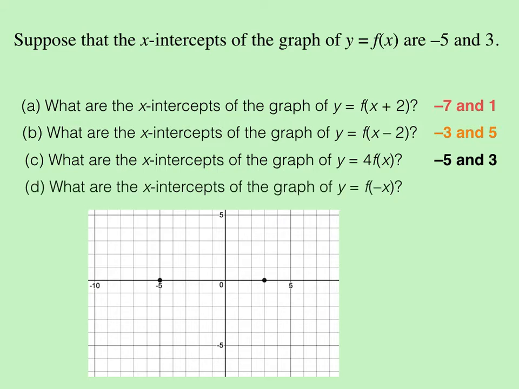Problem D, what are the x-intercepts of the graph of f of -x? Now f of -x, remember, means you're going to be switching the signs of your x-intercepts. So my new x-intercepts are going to be -3 and 5. So these are really cognitively a little bit on the demanding side, because what we're asking you to do is to generalize, and you're using higher order thinking to do that. Let's look at one more example.